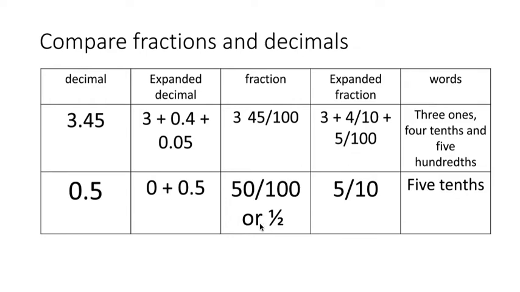I've also written that it is a half, because if you imagine one of our large grids of 100 squares, and you coloured in 50 of them, you have actually coloured in a half. So if you ever have a number, something 0.5, you know it's something and a half. So 2.5 would be 2 and a half. 300.5 would be 300 and a half. The 0.5 always indicates a half.